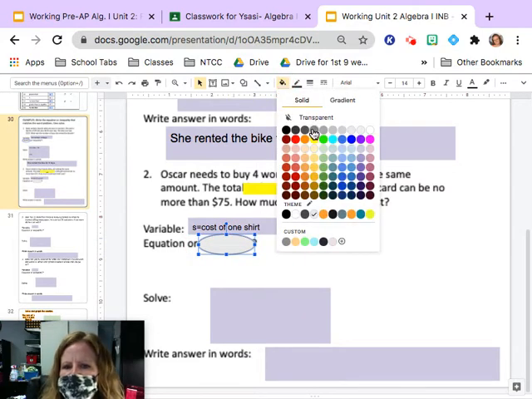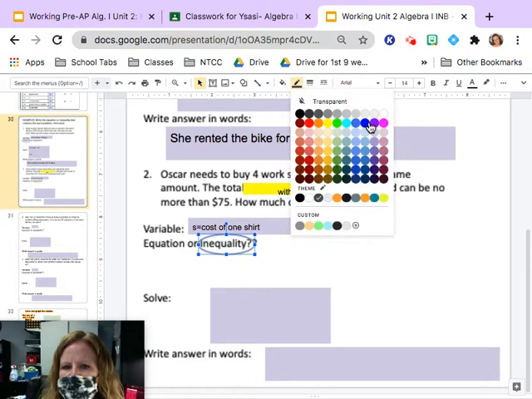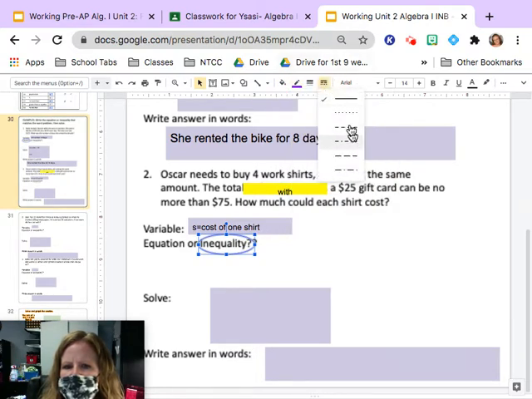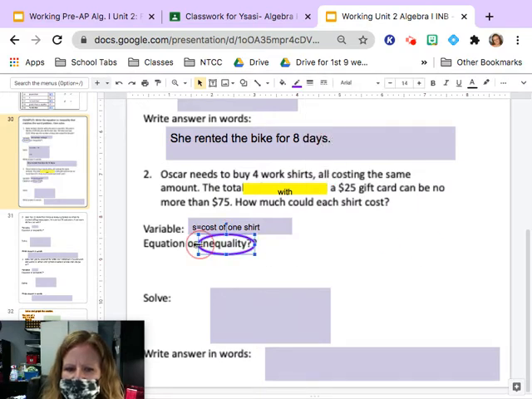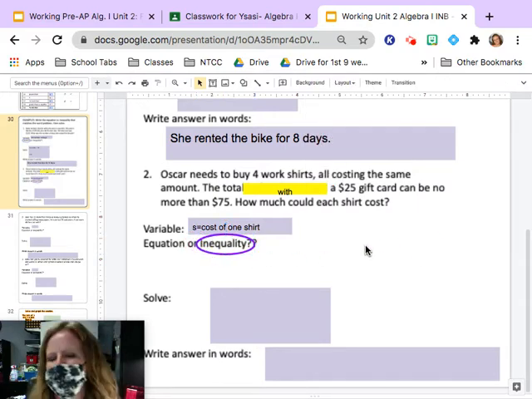And I'm going to change transparent, change the color, change the thickness. There we go.